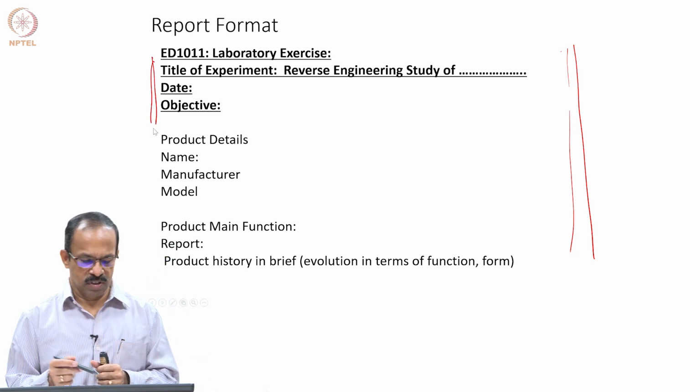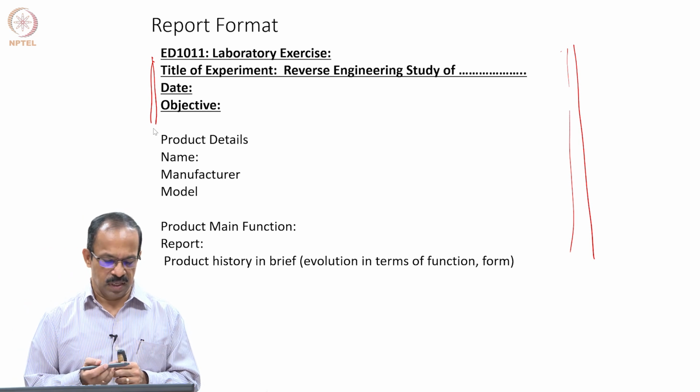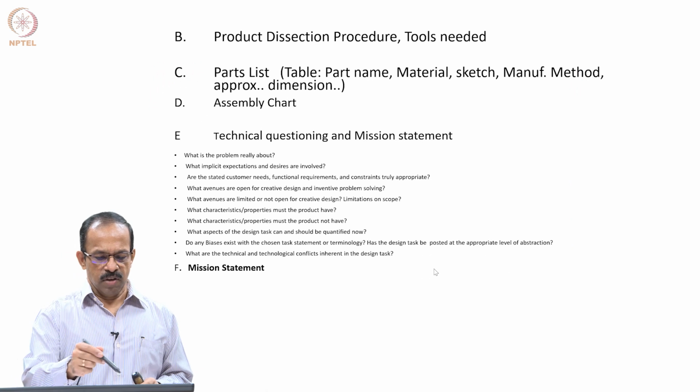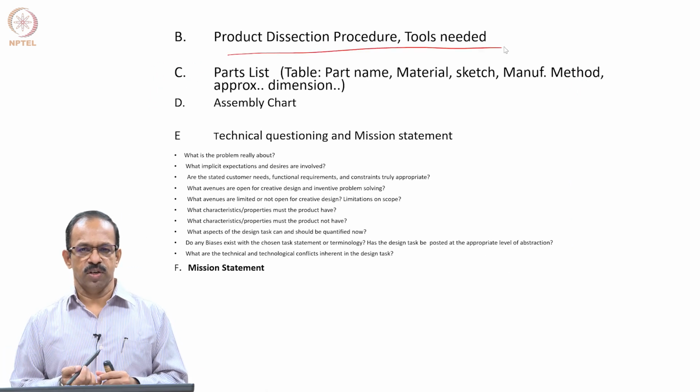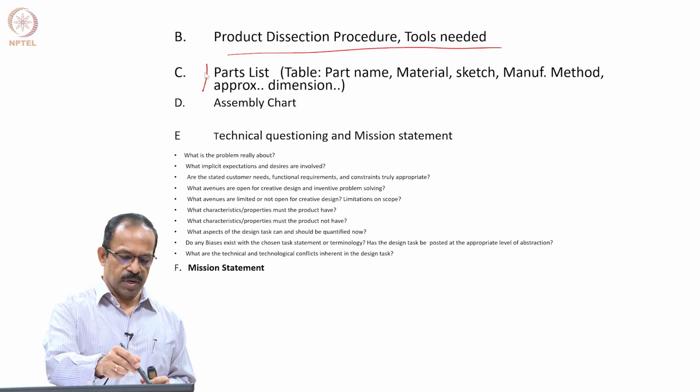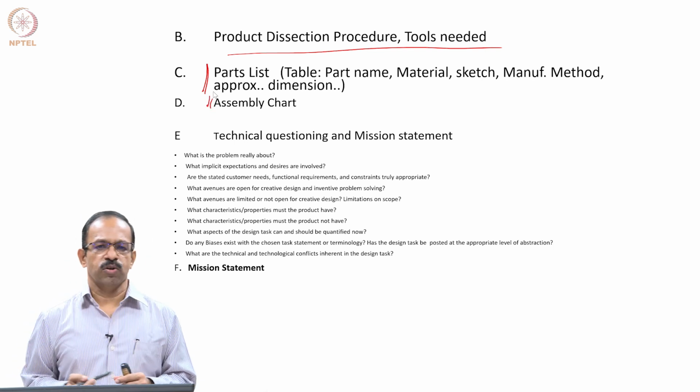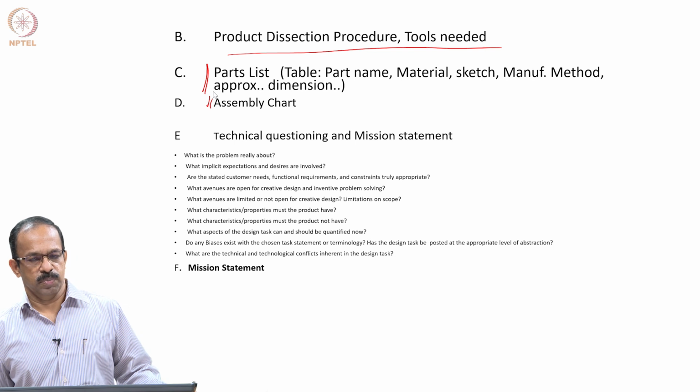So the first part will be almost the same as in the previous reports: product main function, product history, and then we go to the dissection procedure and tools needed, then prepare the parts list and the assembly charts, and then go for the technical questioning of the product.